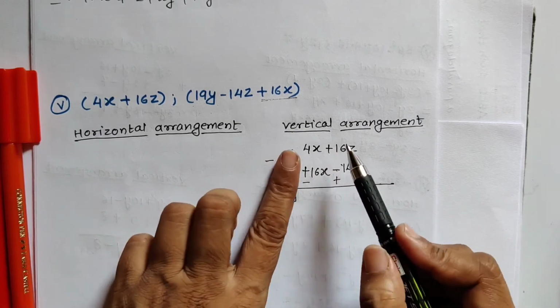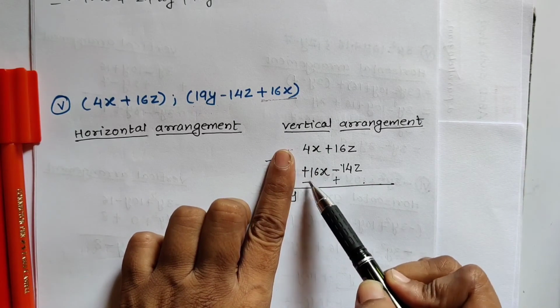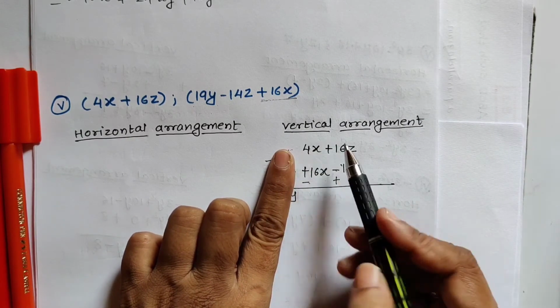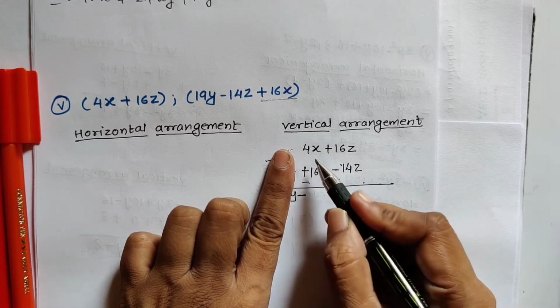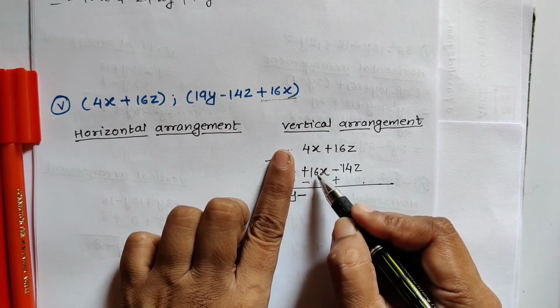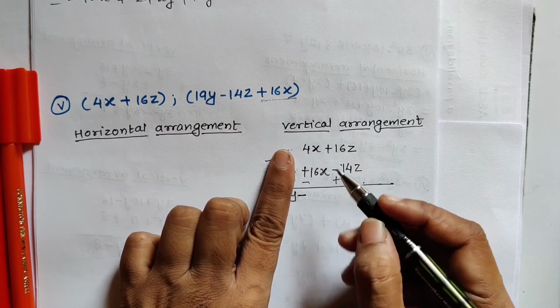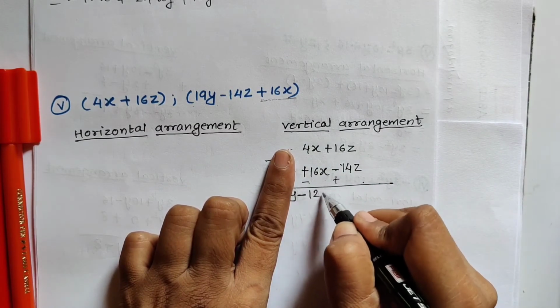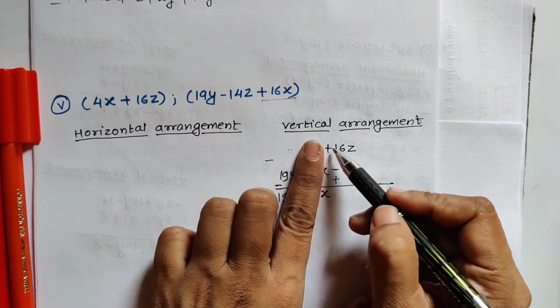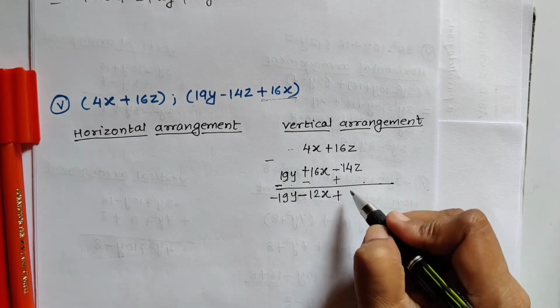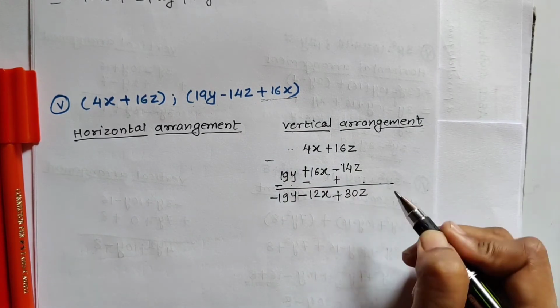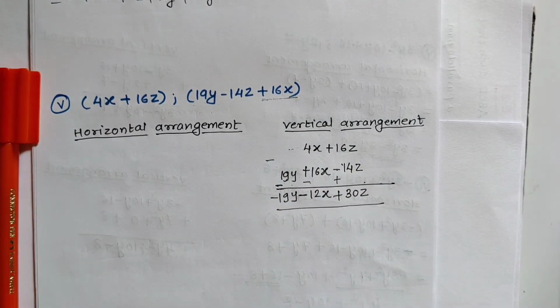Now check the sign. Plus 4x minus 16x, plus minus become minus. Sign of bigger number, 16 is the bigger number, so it is minus sign. 16 minus 4, answer is 12x. Again plus plus plus, plus sign, 16 plus 14 is 30z. So in this way we get the answer in vertical arrangement.